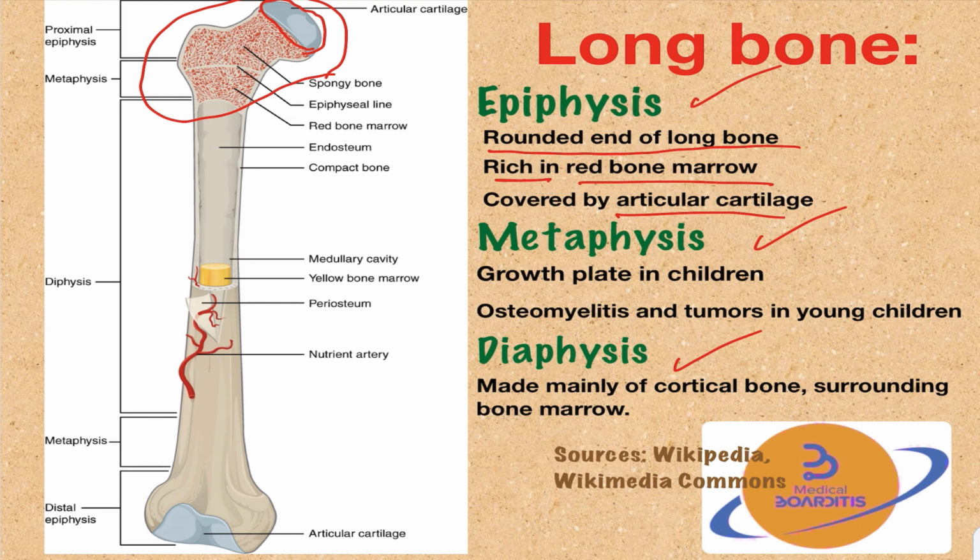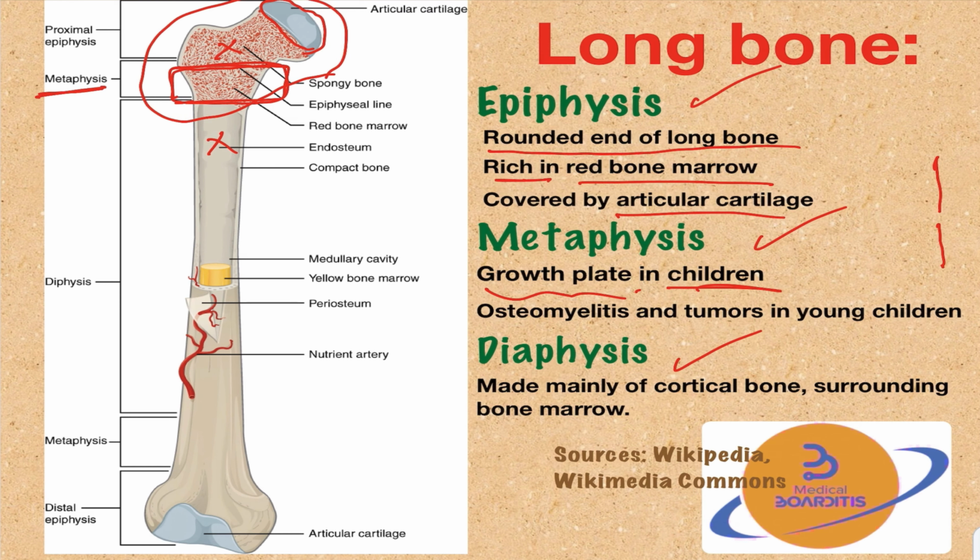And then the metaphyses, which is the part here that connects the epiphyses and the diaphyses. The metaphyses is the growth plate in children. This is where children will grow in length. The growth plate is what allows children to grow in length.